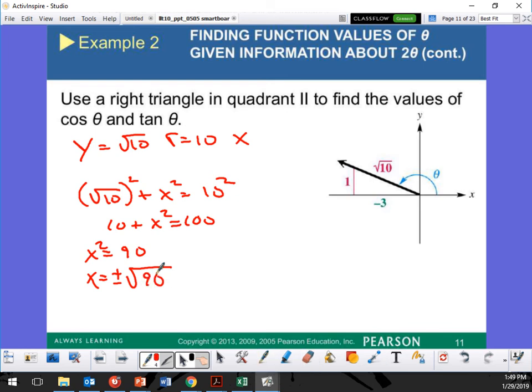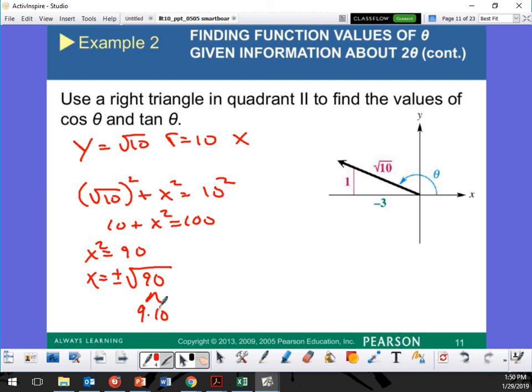So what is 90? How do I get to 90? Say 9 times 10. Why did I use 9 times 10? 9 is a perfect square, isn't it? So 9 is a perfect square, and that's what I'm factoring out. So 9 times 10. What is the square root of 9? 3. So my x value is going to be 3 rad 10.